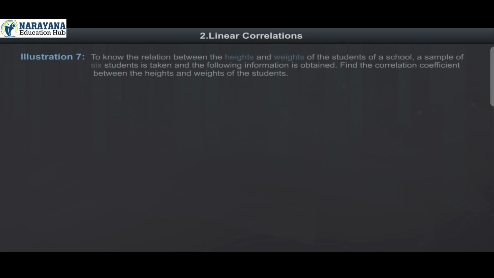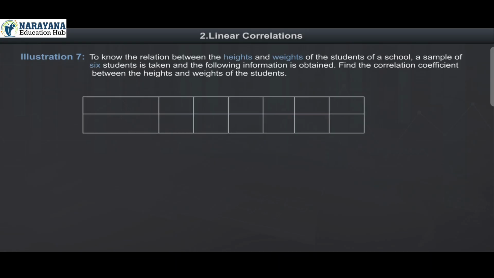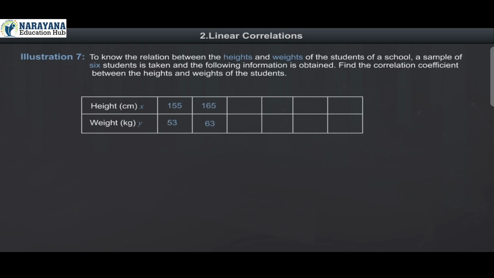Illustration 7. To know the relation between the heights and weights of the students of a school, a sample of 6 students is taken and the following information is obtained. Find the correlation coefficient between the heights and weights of the students. Height in centimeter x, weight in kilogram y: 155, 53; 165, 63; 158, 56; 162, 60; 153, 52; 160, 60.